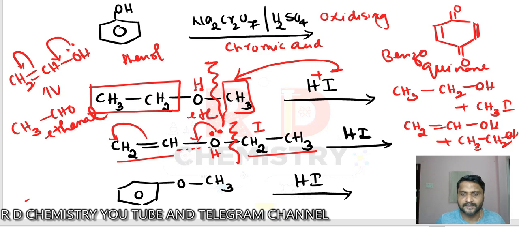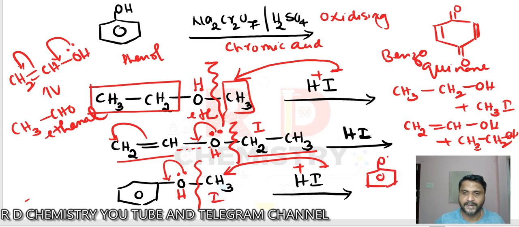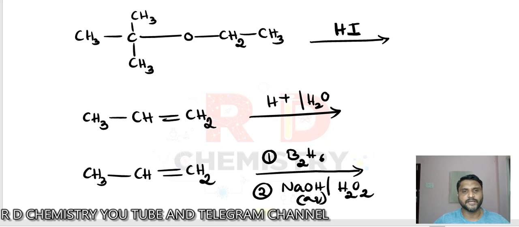Now, next one, again a similar reaction. So H plus will go with the oxygen. Generally, I minus goes with the smaller alkyl group. It goes to the methyl group, the smaller alkyl. Also, one more reason is that the lone pair of the oxygen is involved in the resonance. Therefore, it gets double bond character with the benzene. So I can't break this benzene-O bond. Therefore, I have to break this one. So iodine goes here, and we get one molecule of phenol and the other molecule is methyl iodide. Right? See the next ether.